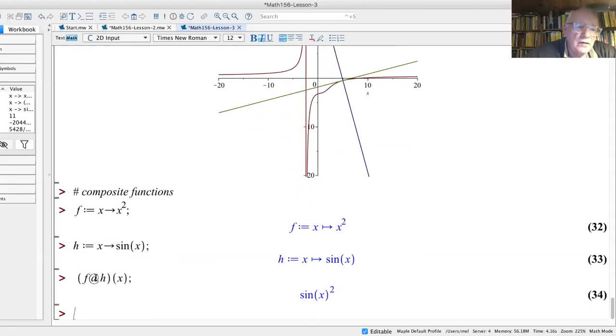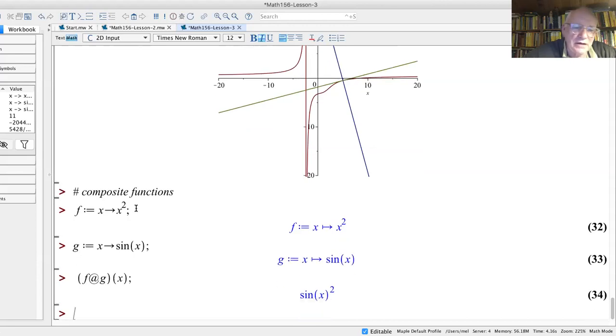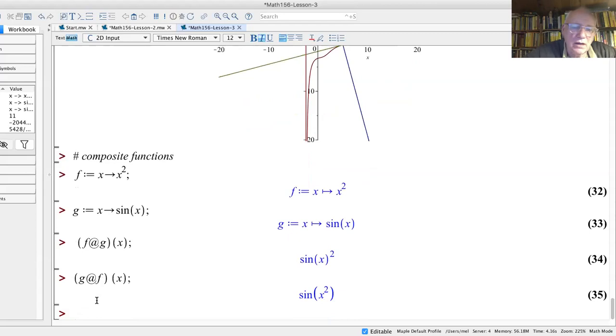So this is the notation for, let me just call this g. It's a new g. So f is the function f of x equals x squared. g of x is the function g of x equals sine x. F composed with g means f of g of x, the sine of x squared. Composition in the opposite order is a different function. It's sine of the number x squared. This is how you define a composite function.